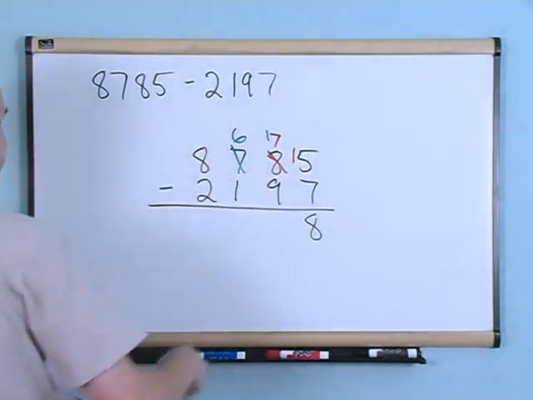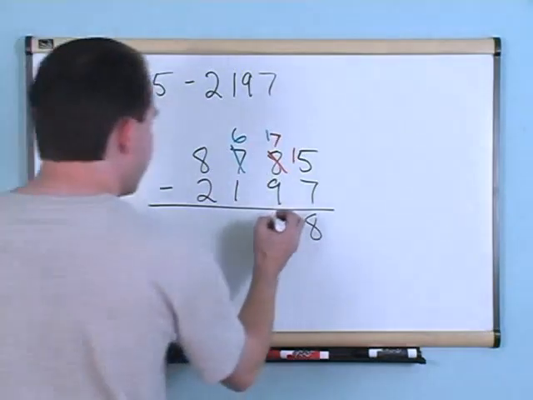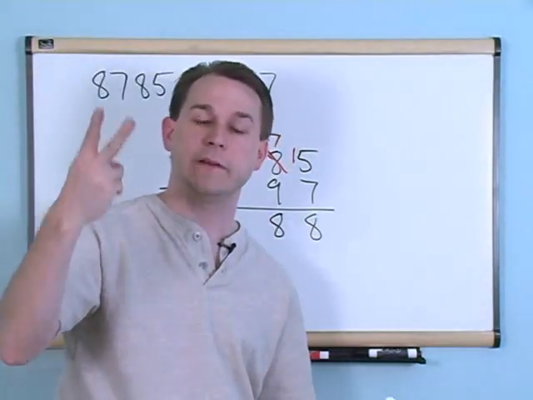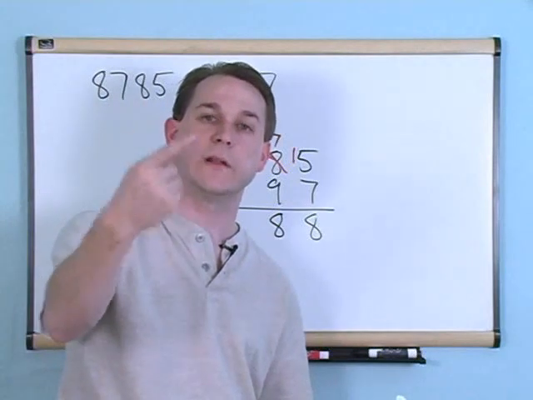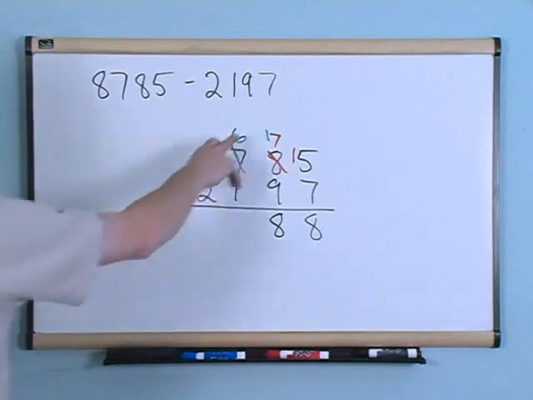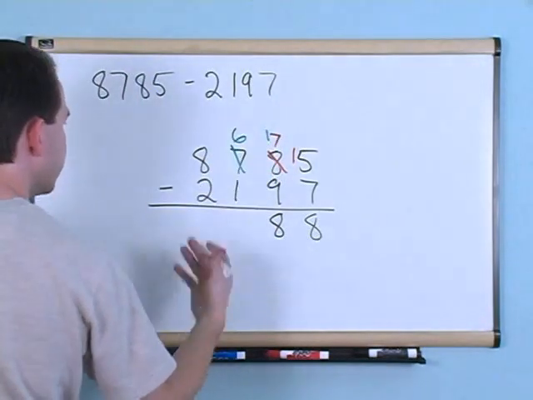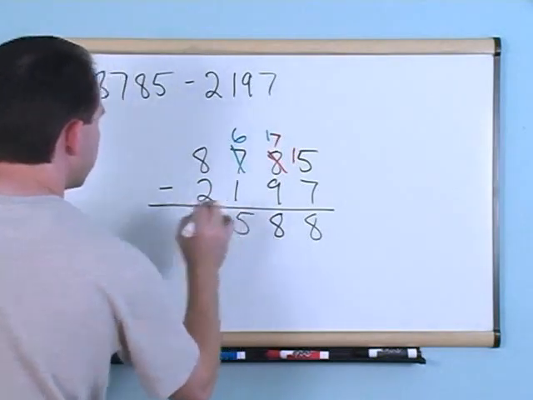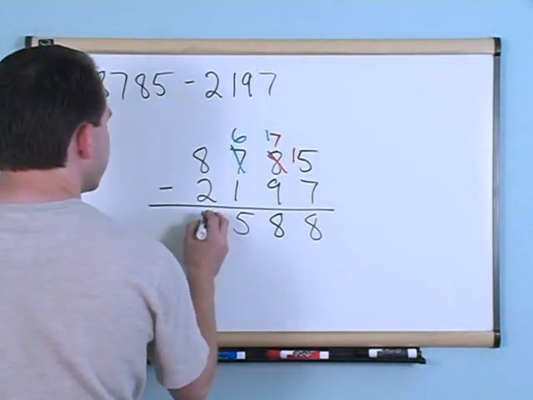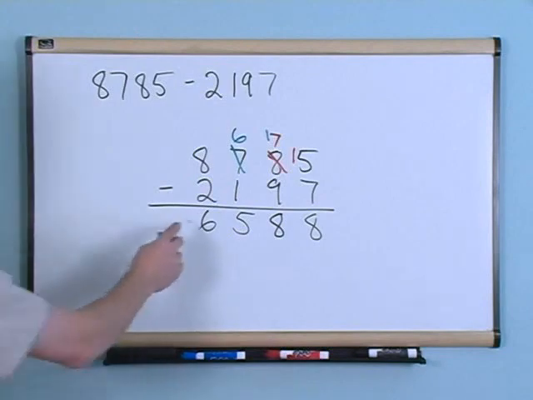Now 17 minus 9 is going to give me 8, and the way you can figure that out is starting at 17, 16, 15, 14, 13, 12, 11, 10, 9, 8. Took away 9, gave me 8. Okay? Now moving over to the left, 6 minus 1 you can do pretty easily, it's 5. And then 8 minus 2 is going to give me 6. Okay? So the answer is going to be 6,588.